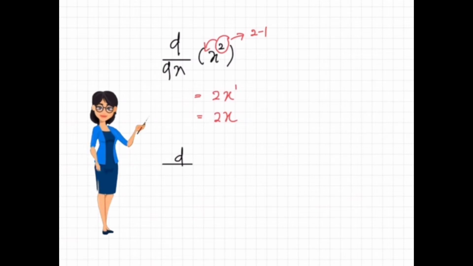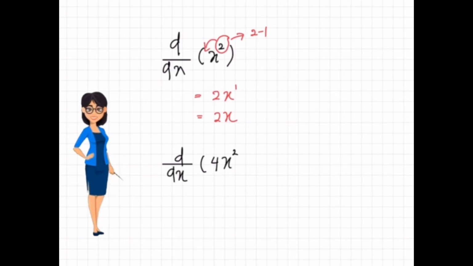Now, let's jump into our second example. The second example is the derivative of 4x squared. For this kind of question, you are going to leave the whole number in front, in this case the number 4. Leave the number 4 and drag the power of 2 to multiply with 4, multiplied with x to the power of 1, which equals 8x.